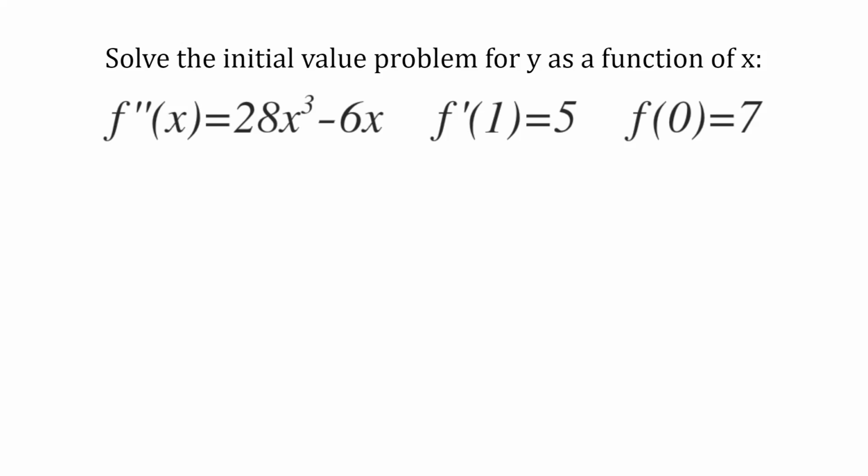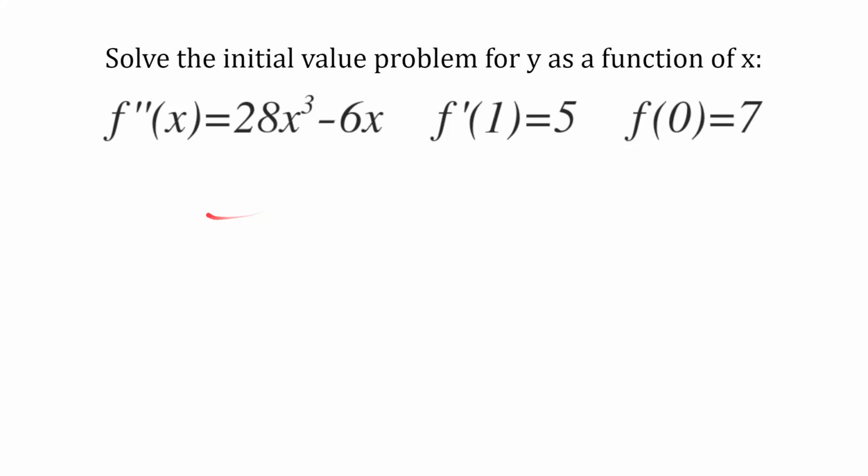Here's another general anti-differentiation problem where we have to solve for the initial function f of x, or y, as a function of x, and we're given the second derivative, f double prime, is 28x cubed minus 6x. Then we're given function values: f prime of 1 is 5 and f of 0 is 7.